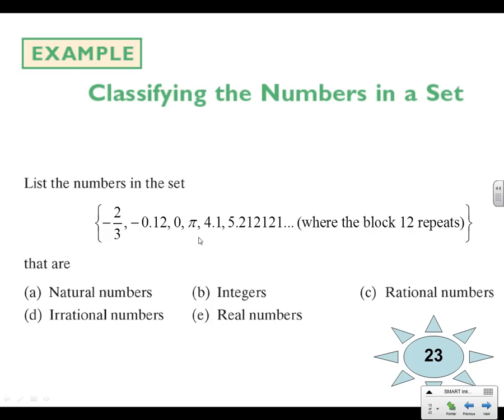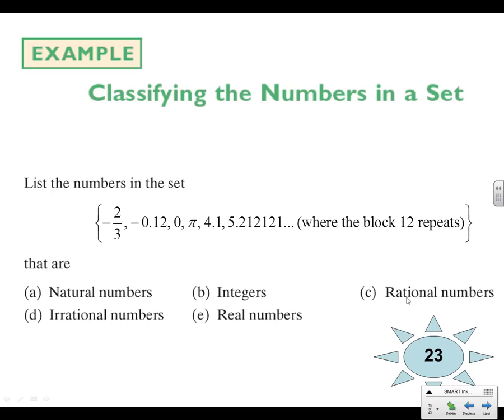List the numbers in the set and figure out which ones are natural, integers, rational, irrational, and real. All right, first things first, they're all real. D, the irrational numbers. Which ones don't stop, don't repeat? Anybody? Okay, let's talk about pi, 3.14159. That's not stopping, it's not repeating, irrational.